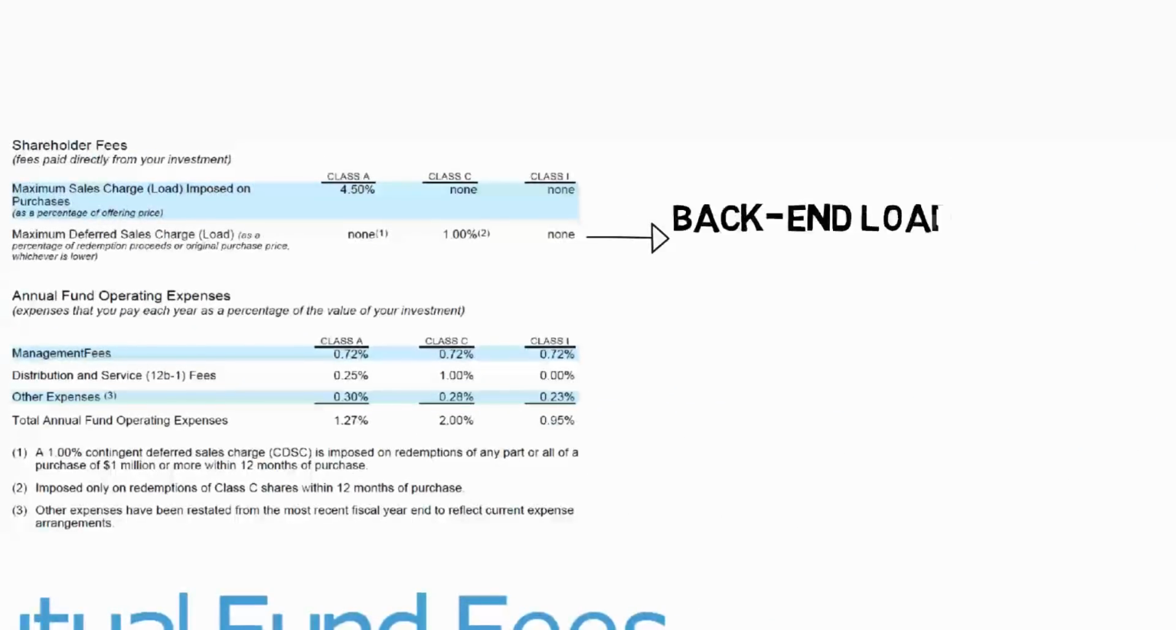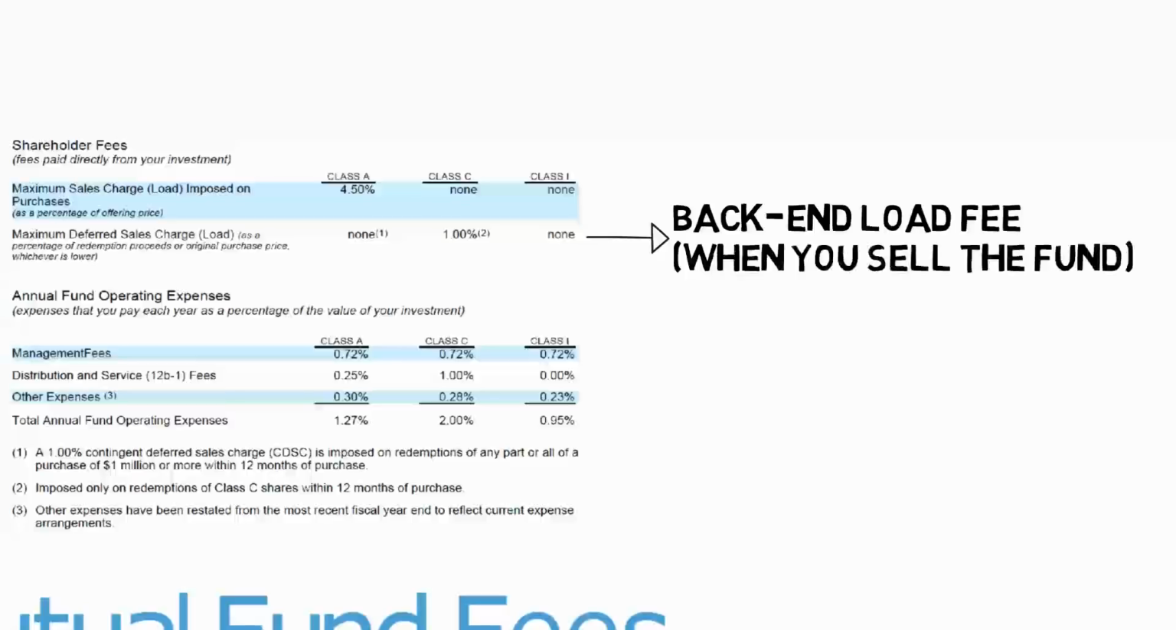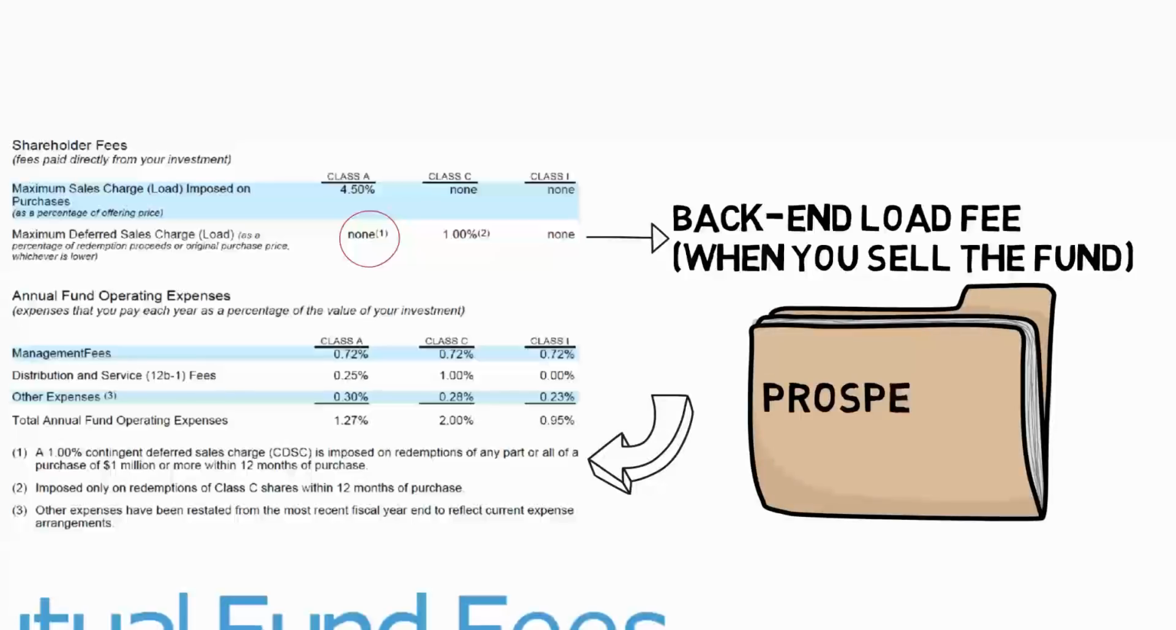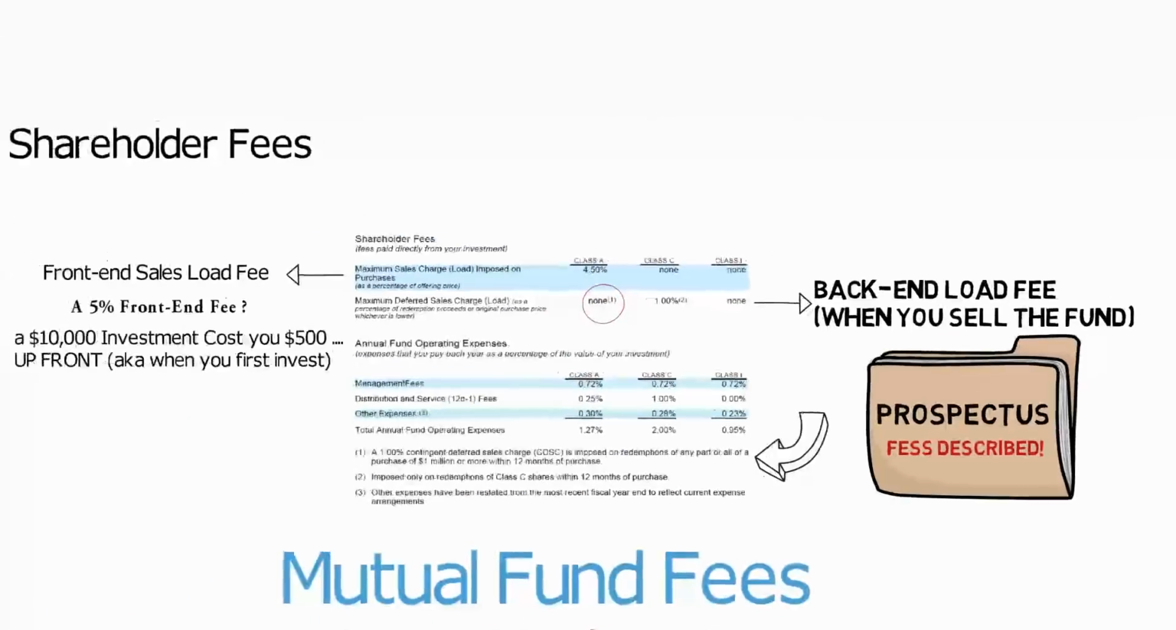Then there's the back-end load fee. This one is a bit trickier because there are often exceptions based on various criteria. If you look at our fee table example, you will see that there is no minimum deferred sales charge. But then they reference this number 1 footnote. The footnote basically says if you invest over $1 million and sell within the first 12 months, they can charge you 1%. This illustrates the importance of reading the prospectus. Mutual funds are required to describe their fees in this prospectus, and every fund is different, so make sure you read the prospectus so you can examine exactly what the fees are that they're charging.